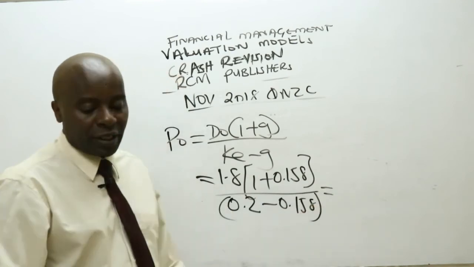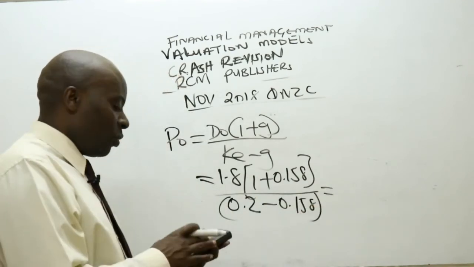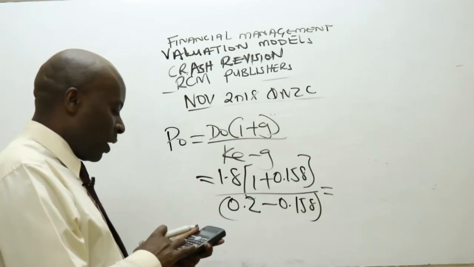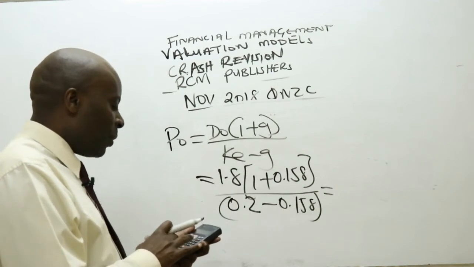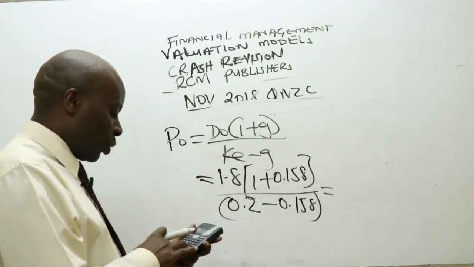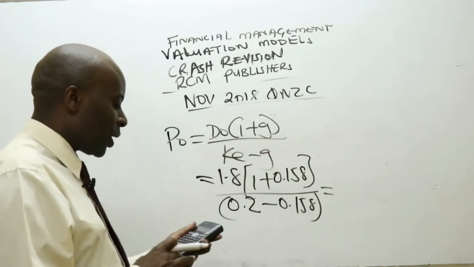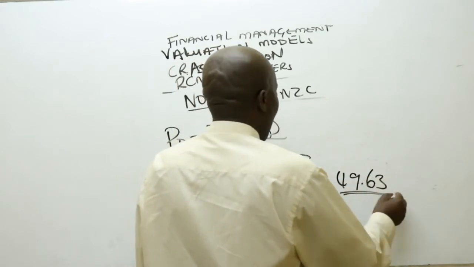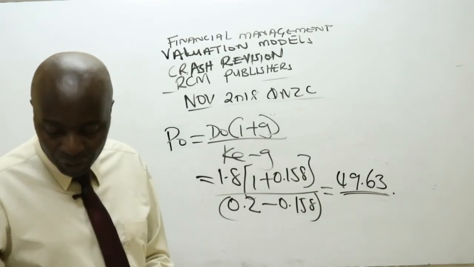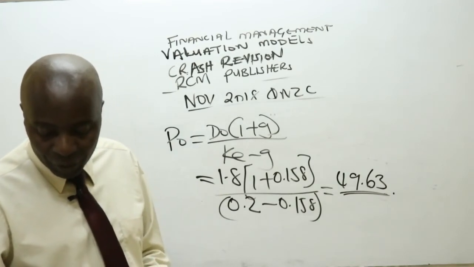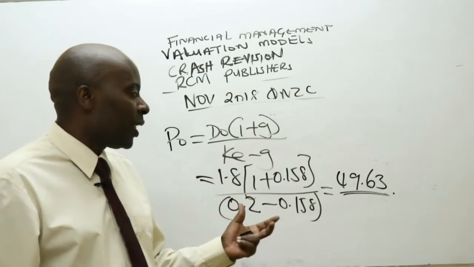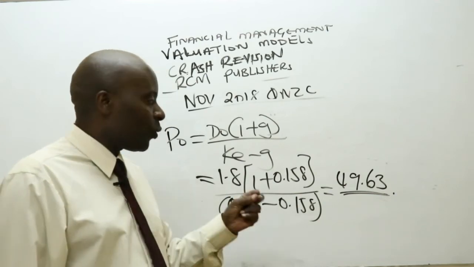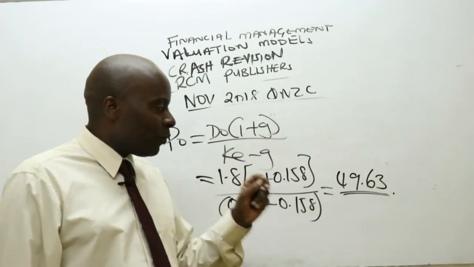So please come and give us a figure. What do we have here? We have 1.8 times open brackets 1.158 close, divided by open brackets 0.2 minus 0.158 close brackets, equals, what do we have here? We have 49.63 as the intrinsic value of the share. This automatically is like 50. Now this share should be selling for 50 bob outside there. The intrinsic, the truthful share price should be 49.63.